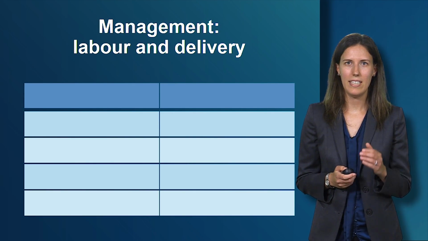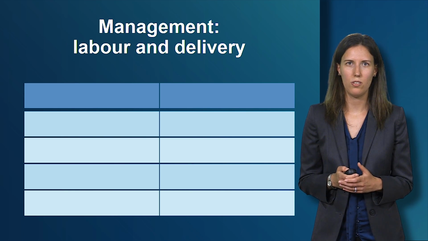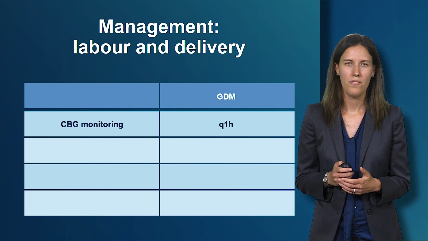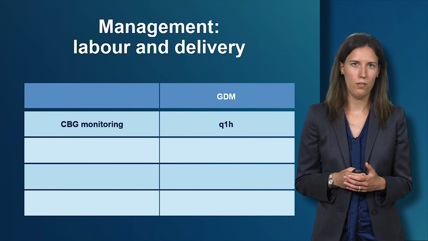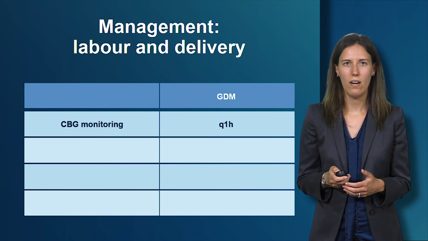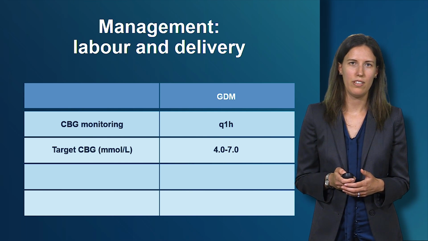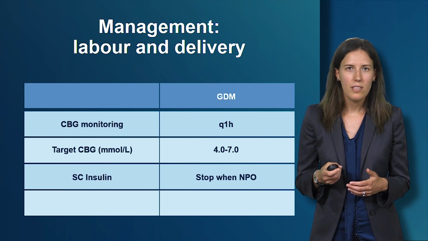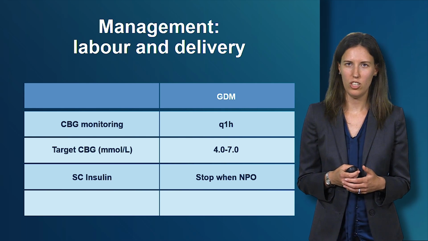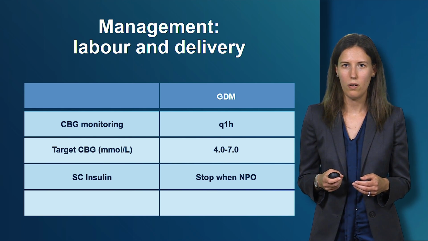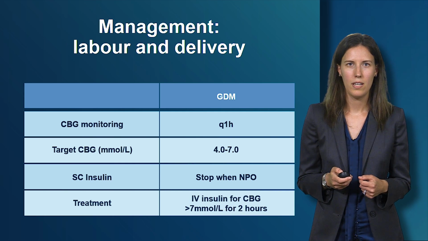Here we're going to outline the key management principles of gestational diabetes in labor and delivery. Firstly, capillary blood glucose monitoring should be done every hour. And the target is a blood sugar between 4 and 7 in labor and delivery. Subcutaneous insulin is stopped for patients with gestational diabetes when they're NPO, as they're no longer eating.